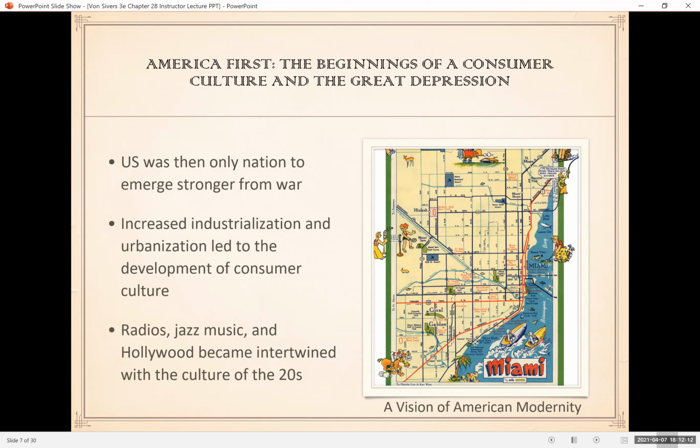So America is going to feel quite positive about itself in some ways. Also, because 1920, getting into what we will call the Roaring Twenties, was when radio comes out.